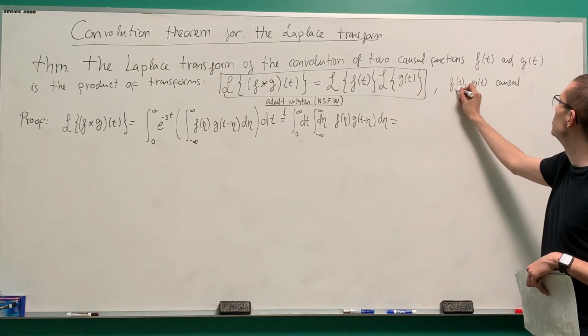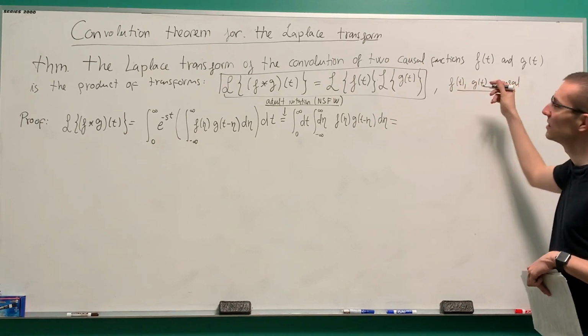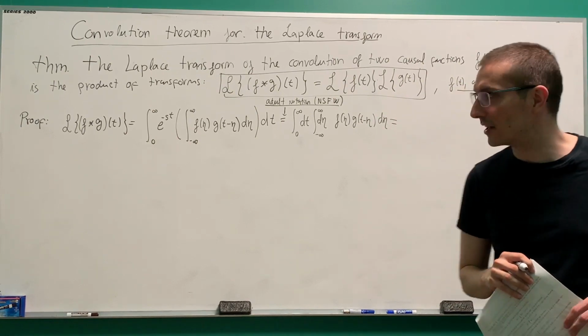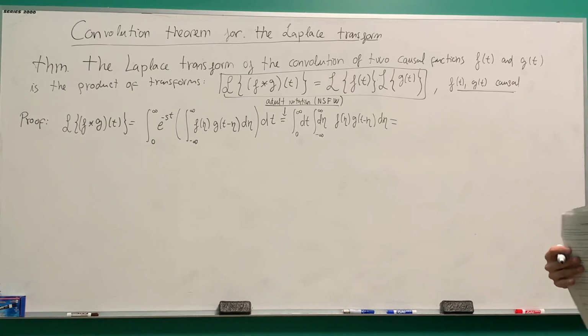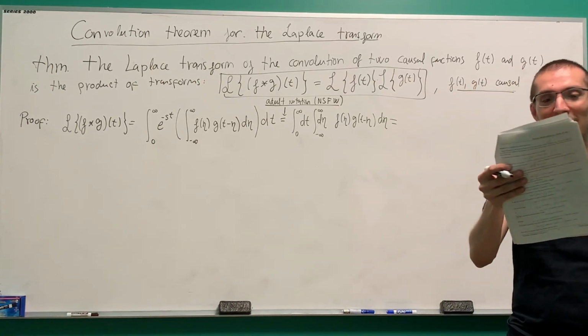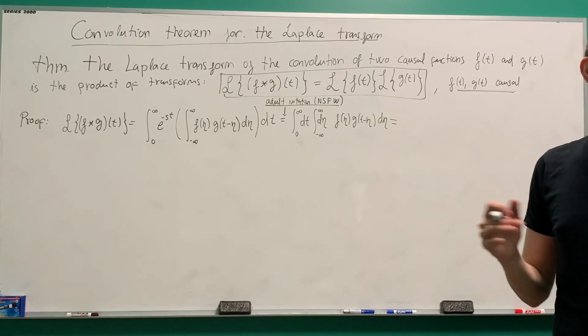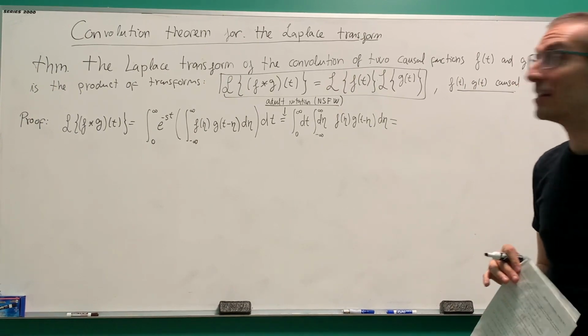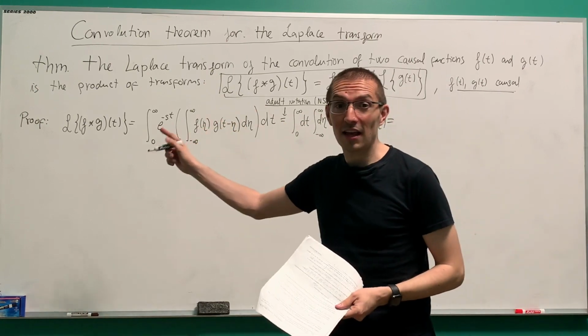Of course, this holds if g and f are both causal, which means they are 0 for negative values of the argument. All right, this is a very useful theorem. We will see how useful it is with an example in a second, to do an inverse Laplace transform and to solve an integral equation. All right, let's prove it.